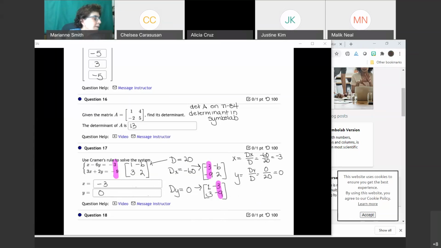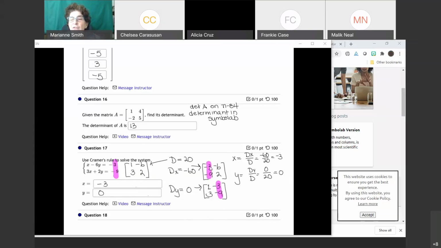A quick question, I might have missed it because I was finishing up 16. How did you get d equals 20 again? Was that given? Okay, it's a determinant. You just go over to Symbolab, put in this matrix, and put determinant in front of it. It'll give you 20. Got it. Thank you.